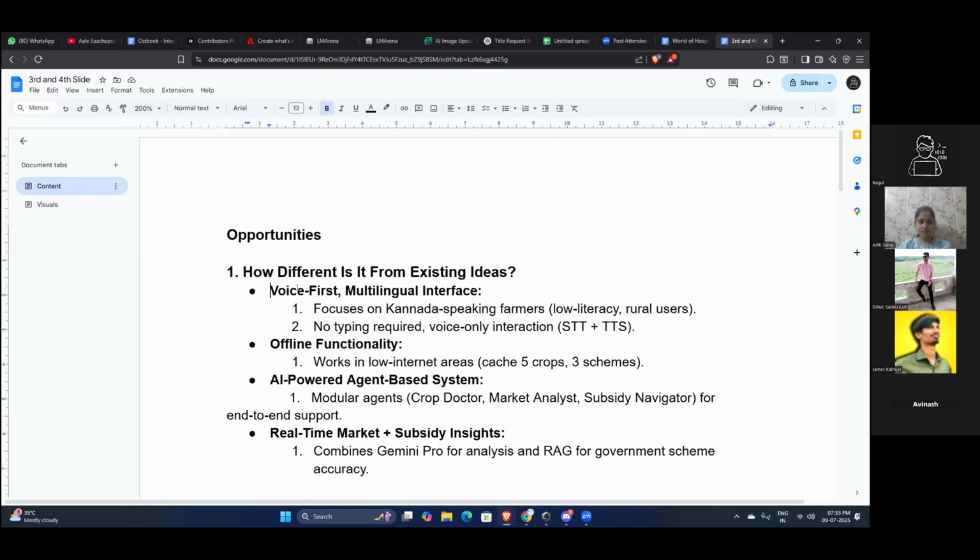Our system is a voice-first, multilingual interface, right? We can choose any language we want, any Indian language. On that, we focused more on Kannada-speaking farmers because they have low literacy as well as being in a rural area. Mostly they don't have access to the internet or these apps. And the second point is no typing required, voice-only interaction, that is STT plus TTS.